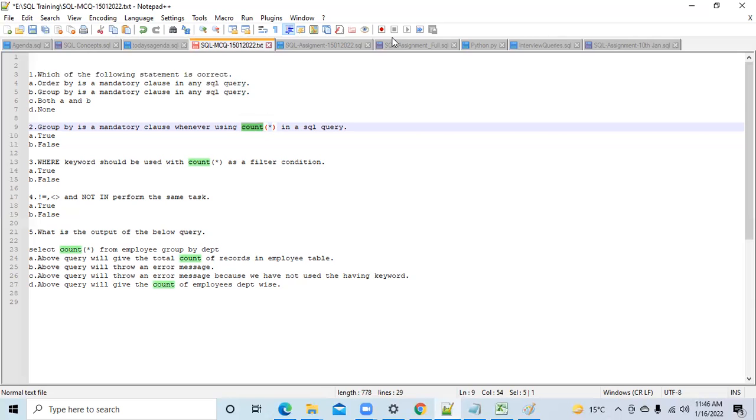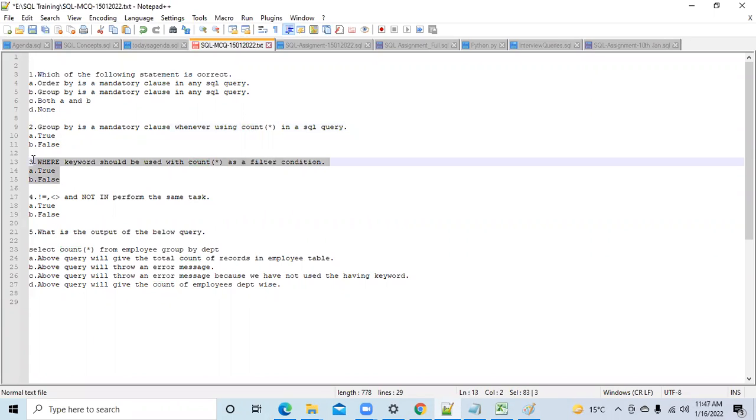Some disturbance is coming, guys. I'm not sure from whom. Okay, fine, muted. Okay, very good. So group by is mandatory if you're using count of star, but there is one more condition: in the select clause you must have some other column as well, right? So that's why group by is not mandatory if you have count of star. So this is false.